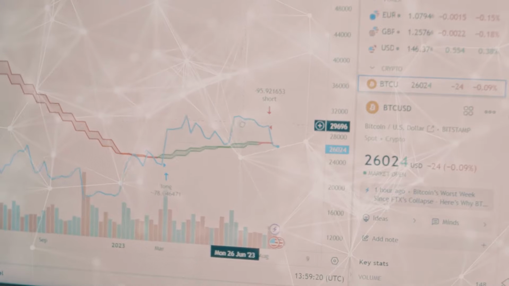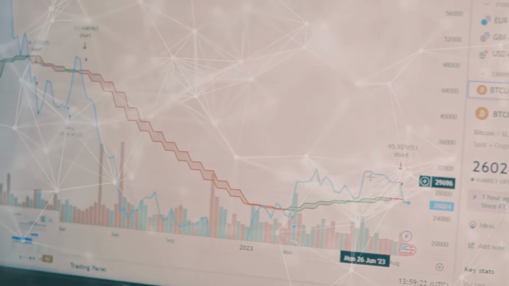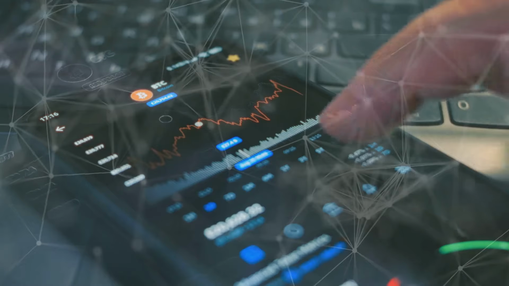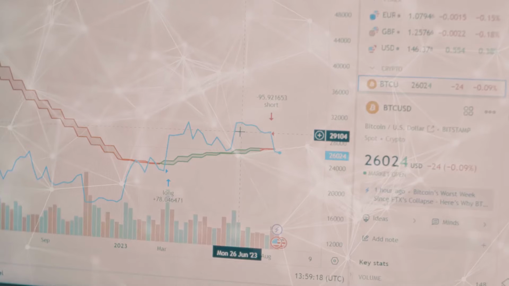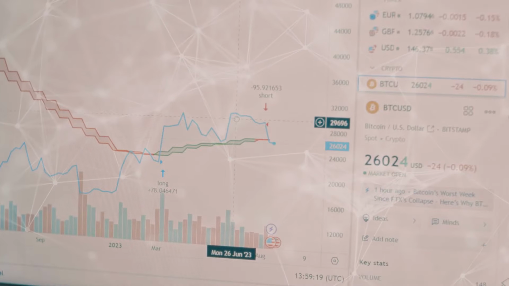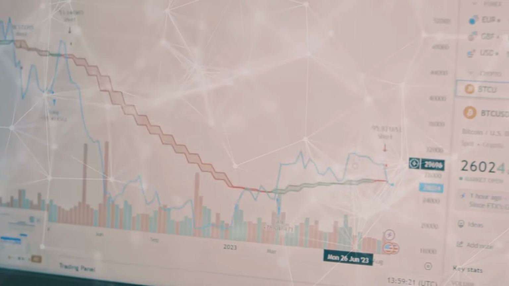As we wrap up this journey through the fascinating world of cryptocurrency trading, we hope you found valuable insights and tools to enhance your trading skills. Remember, the learning process never stops, and staying informed is key to success in this dynamic market.